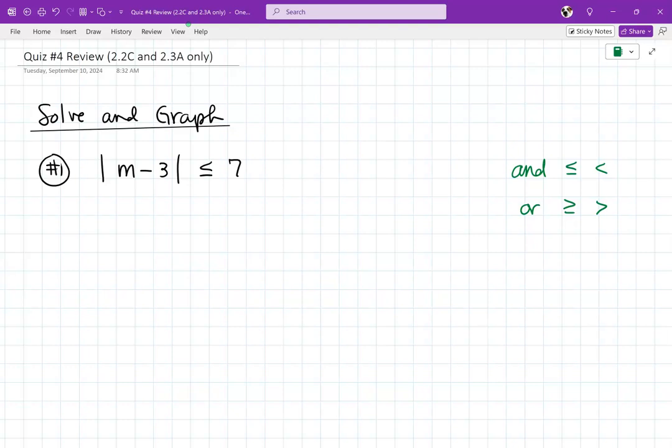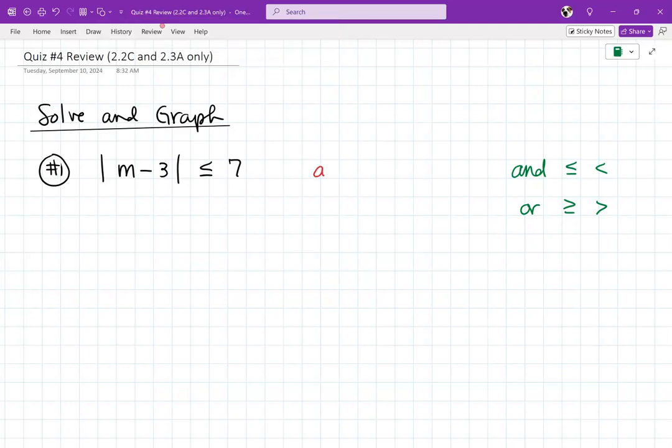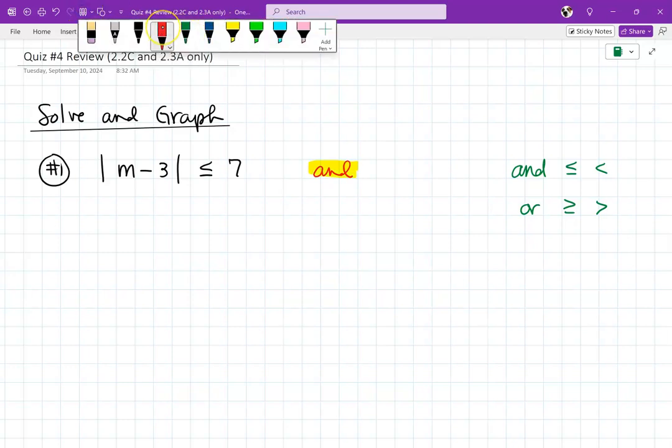So this is an and problem, like we said. Okay, I'm just going to highlight that. So the stuff in green is just a real quick cheat sheet, I guess you can say, right? And make sure that you know how to tell one or the other.